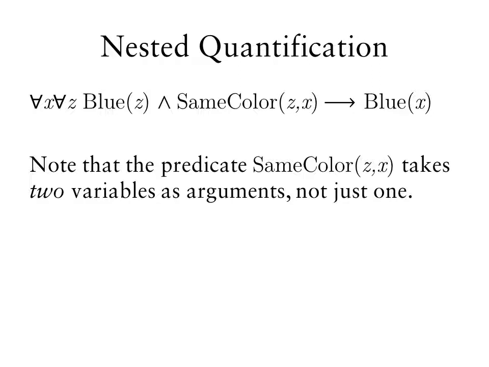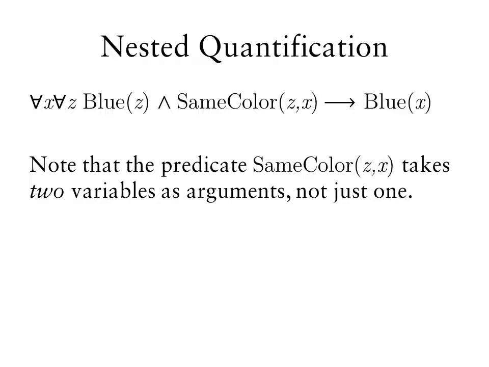Note that the predicate SameColor(z, x) takes two variables as arguments. I mentioned earlier that certain predicates might take constants as arguments, or variables, or more than one variable or more than one constant. We'll get to constants later, but my point here is that you might come across a predicate that takes two variables, like SameColor, right? It's saying z is the same color as x.